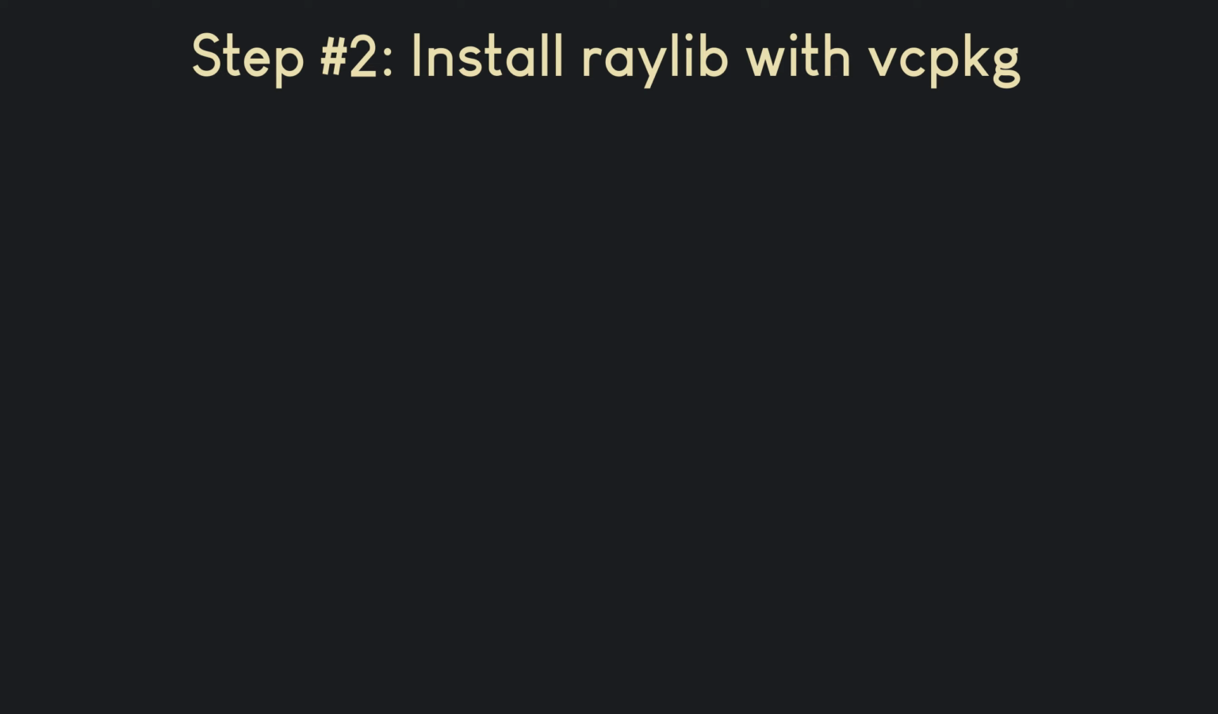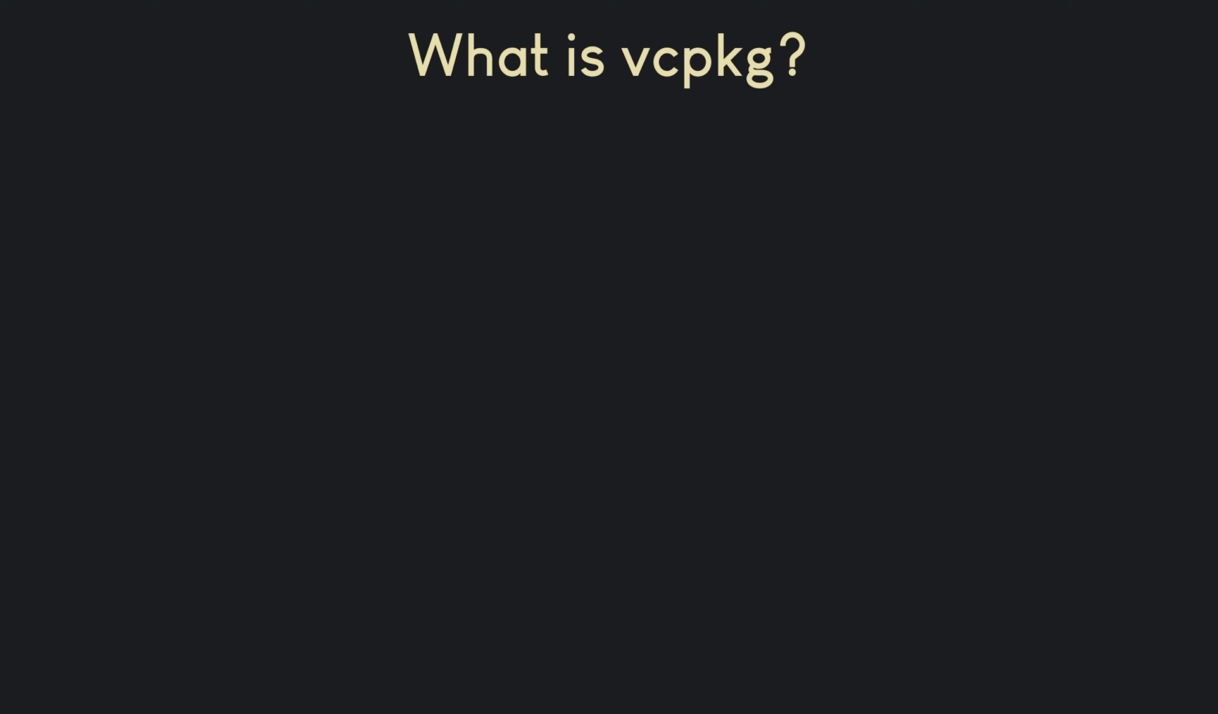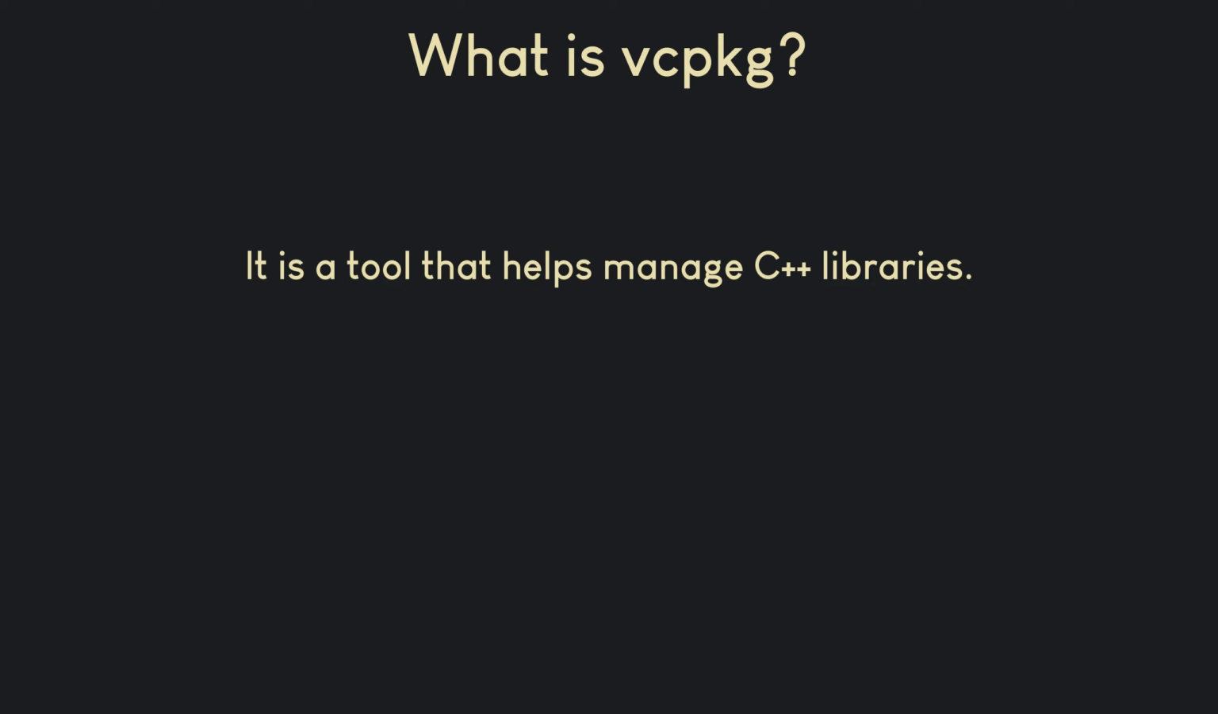Next, we will install raylib so we can use it in Visual Studio. To do this, we will use vcpkg. vcpkg is a tool that helps manage C++ libraries. It simplifies the process for developers to install, update, and remove libraries on their computer. This saves time and makes it easier to use the libraries they need.